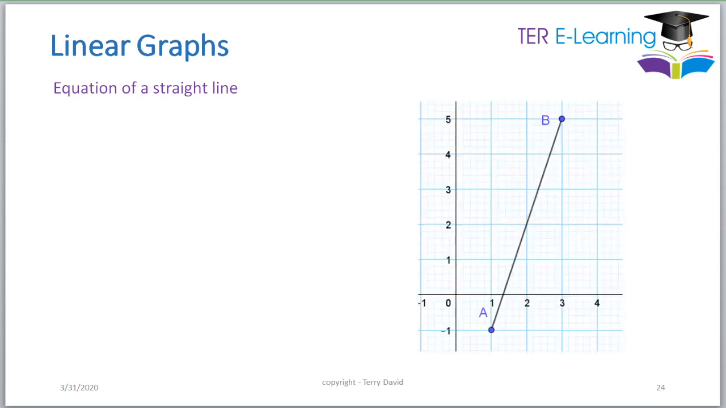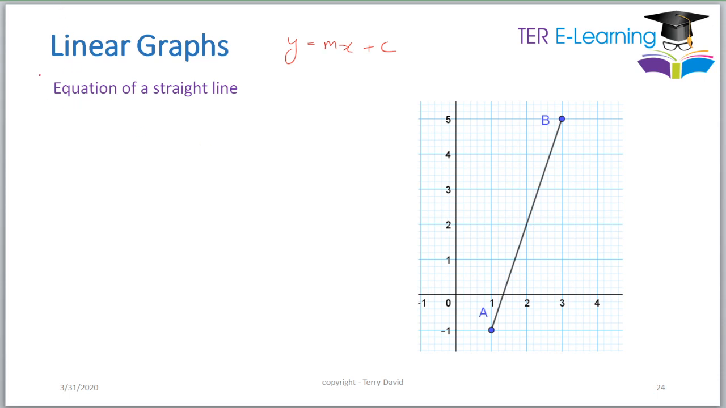We know the general equation of a straight line is of the form y equals mx plus c. Now I've drawn a line segment here which is AB, and I want to find the equation of this line segment. Before I can find the equation of this line segment, the first thing I need to do is find my gradient. So for all these questions, the first thing we have to do is find the gradient.